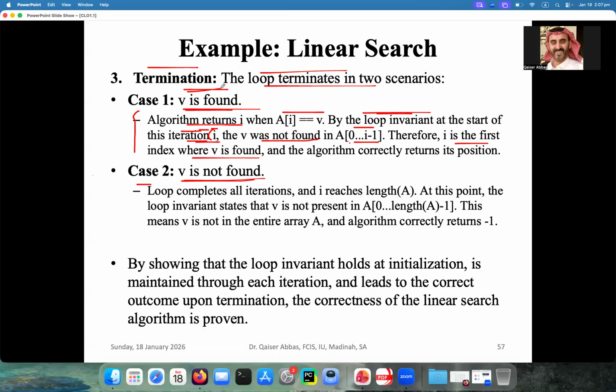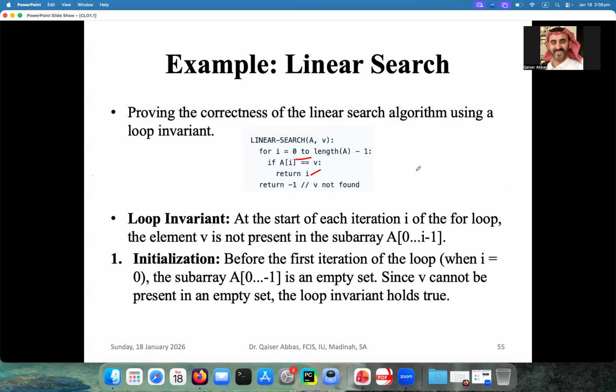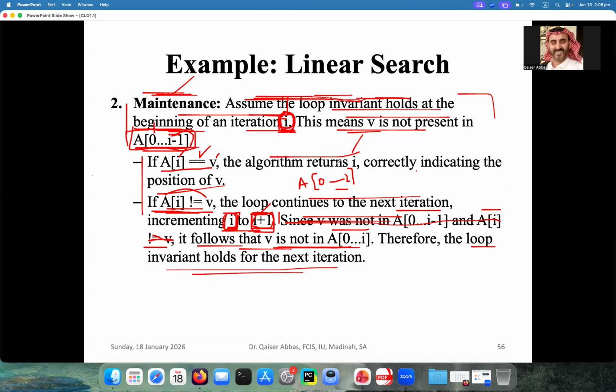We are saying i, so it can be first, third, fifth, whatever. But for the previous, from 0 to i minus 1, V is not there. The possibility of V is only available at the ith location. Okay, this is the case of when V is found. So the algorithm correctly returns its position.